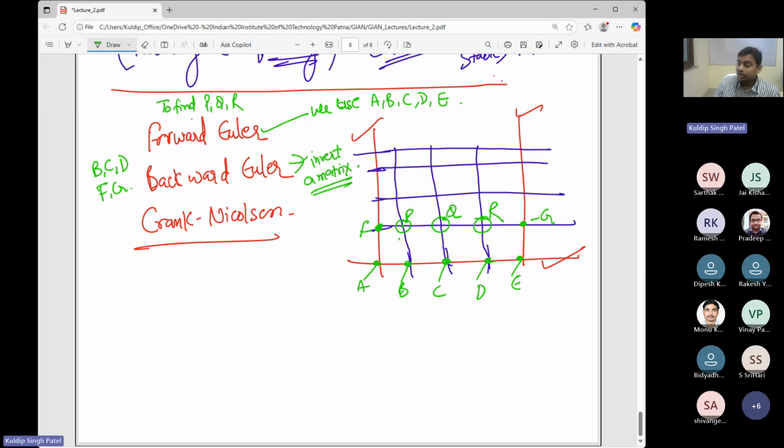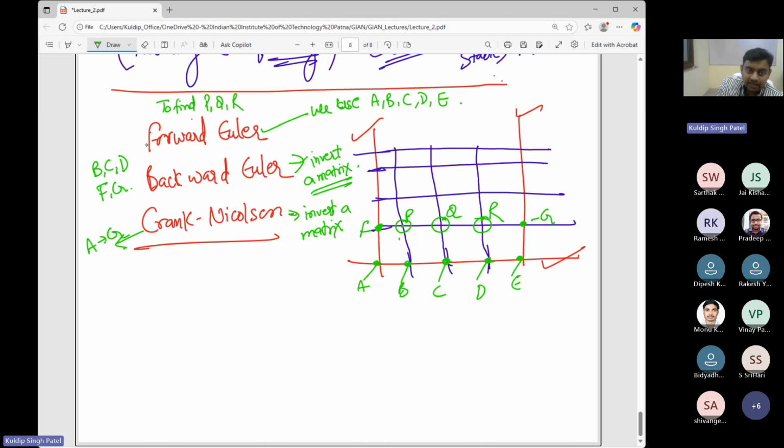And here you have to invert a matrix also. That is also a problem. And here what do you need? Here you need everything. This A, B, C, D, E, F, G, everything. And here also you have to invert a matrix. What does it mean by invert a matrix? Let me explain it.